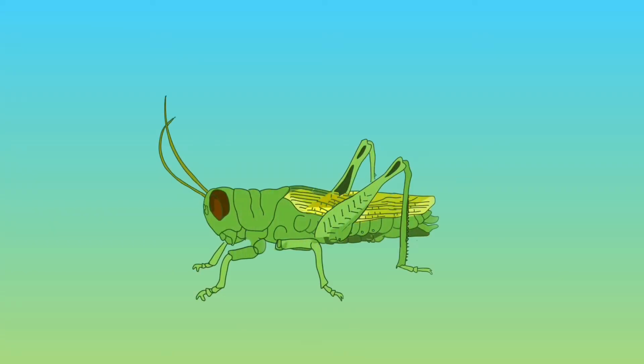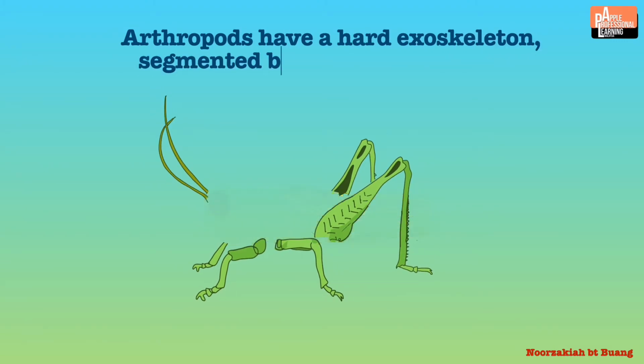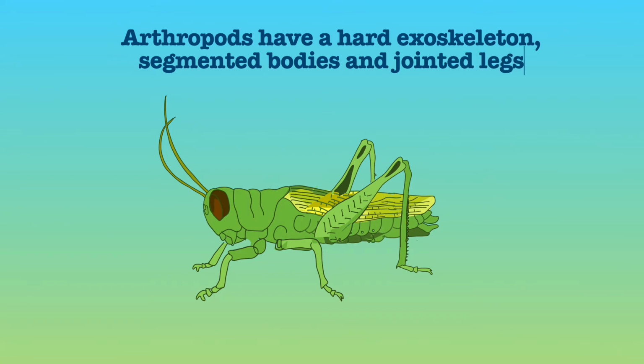A grasshopper is an insect belonging to a group of animals called arthropods. All arthropods have a hard exoskeleton or external skeleton, segmented bodies, and also jointed legs. This exoskeleton, which is the outer covering of the insect, is hard and rigid, which prevents the insect from growing. Therefore, the insect must shed its skeleton to allow growth.